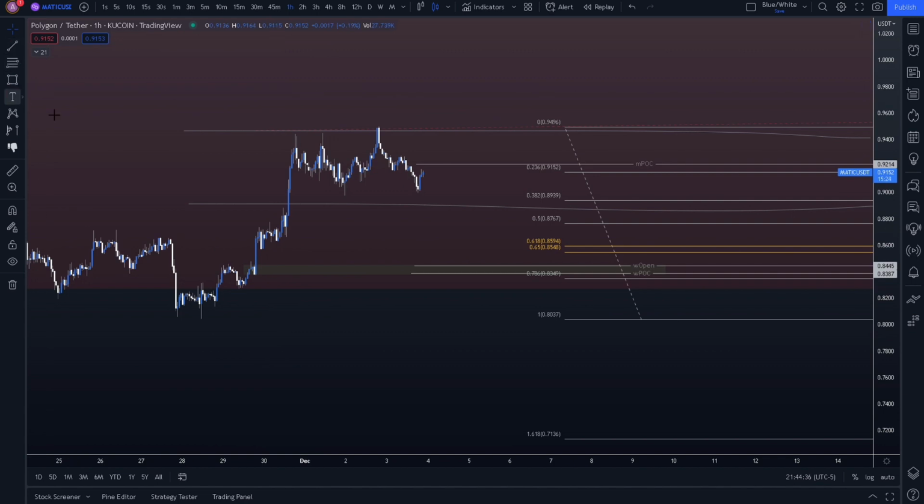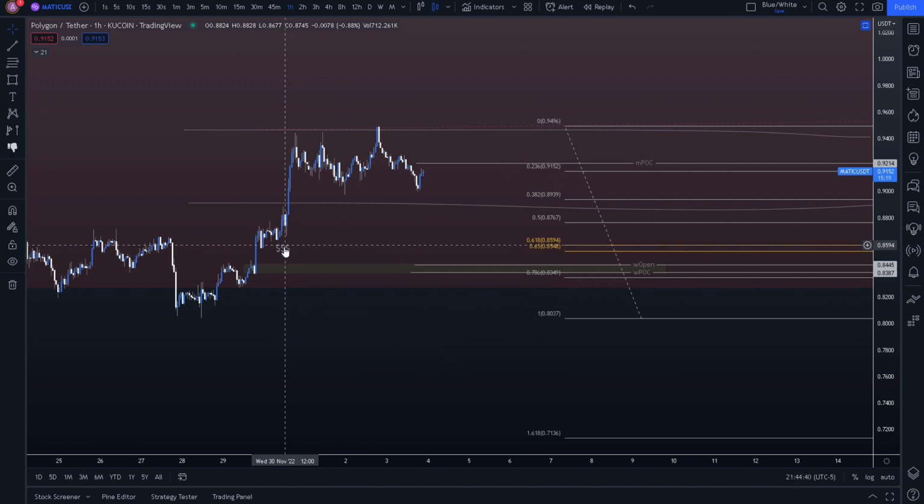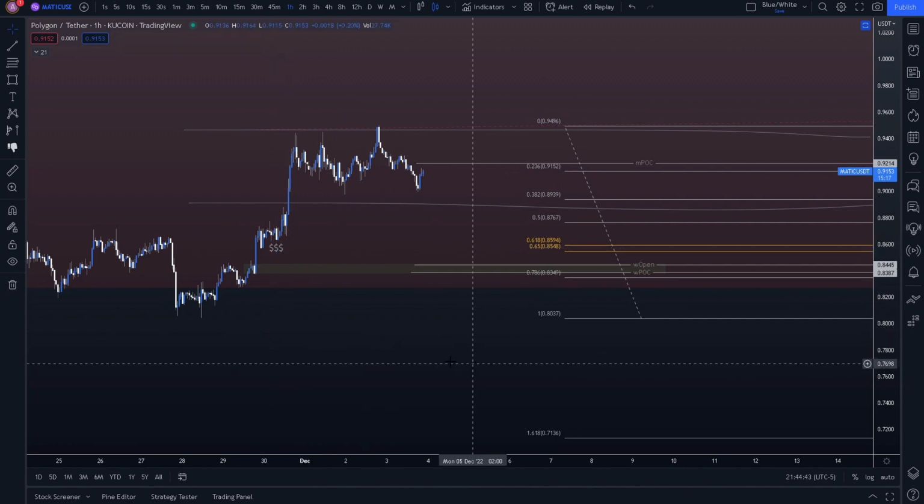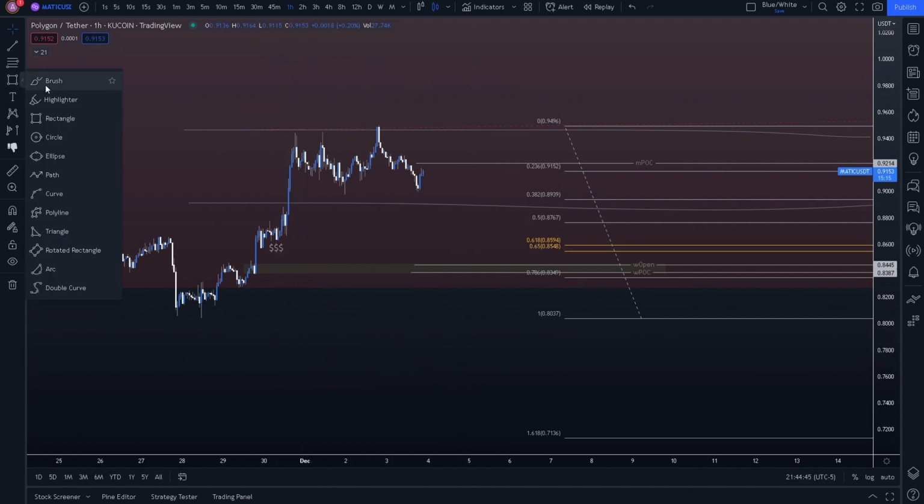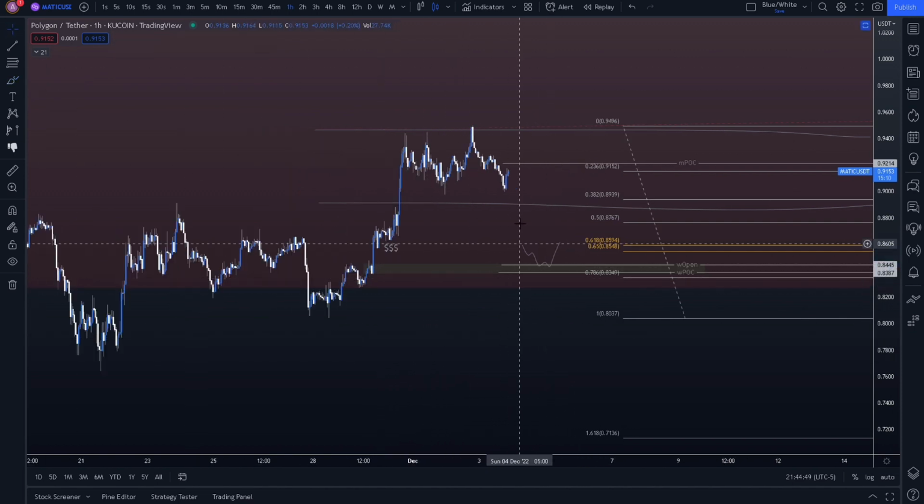So I'm actually gonna write right here a few dollar signs just to visualize that there's liquidity that exists right here. So this is kind of what I'm looking at. If I were to draw out some rough price action, something like that. That's definitely what I'd be looking for.